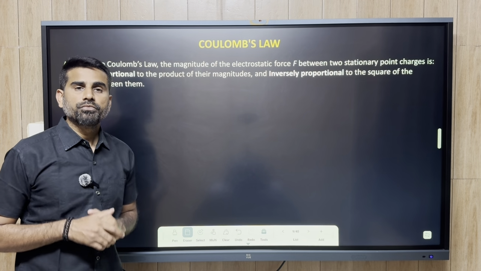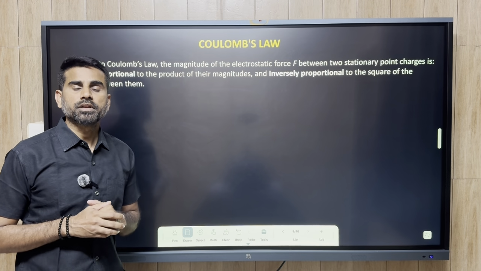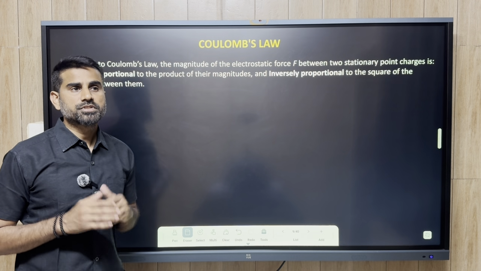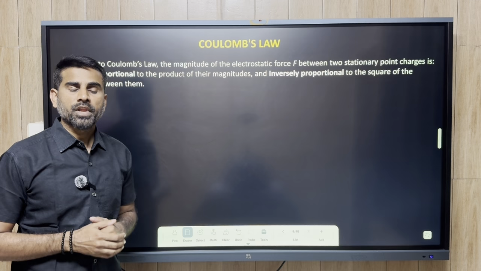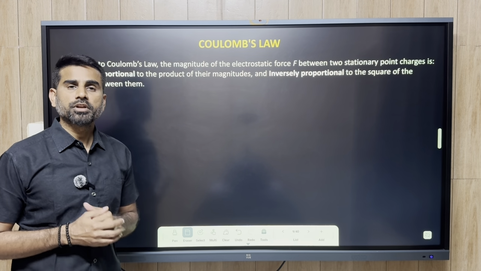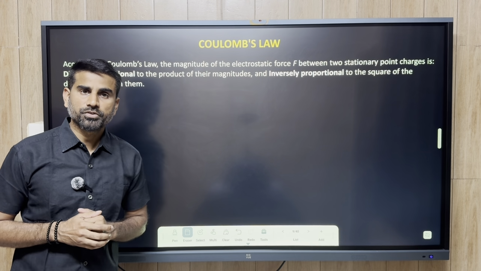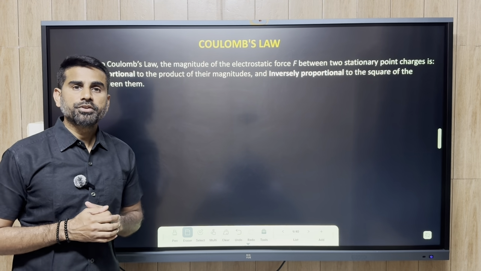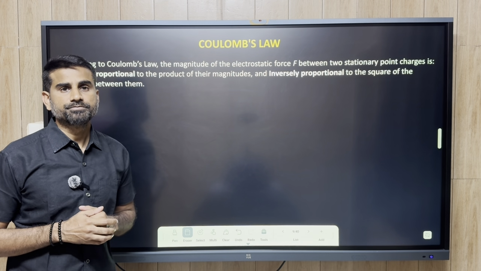In this video, we're going to learn about the most fundamental law of electromagnetism, that is Coulomb's law. Coulomb's law tells us how charges interact with each other, and how strong the force between them is. We'll also learn some important properties of electric force, followed by the limitations of Coulomb's law. We'll wrap up this video by solving some example problems on Coulomb's law.